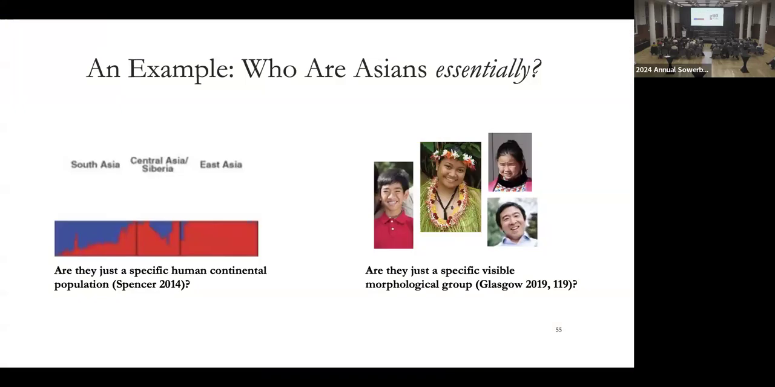So an example of how one might think about this: say you had the question, well, who are Asians essentially? When I'm talking about the Asian race, what am I talking about? There are some contexts where it's a sort of fuzzy continental population group, where South Asians and East Asians are to some extent largely representatives of the group. But then there might be other contexts where we're talking about sort of a visible group. And this would include not just East Asians, but also Polynesians, Micronesians, but not include South Asians.